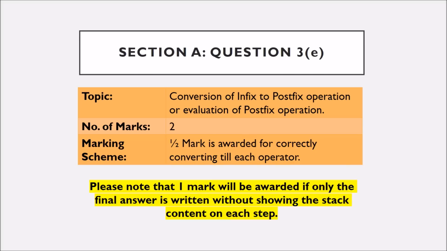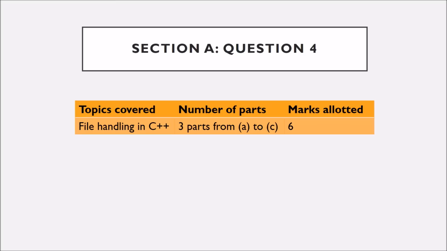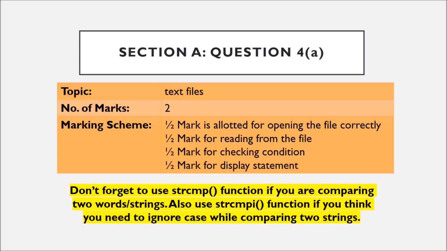Question number 4 is based on the topic files in C++. It has 3 parts from A to C and is of 6 marks. Question number 4, part A, is of 2 marks and is based on text files. This question has partial marking.